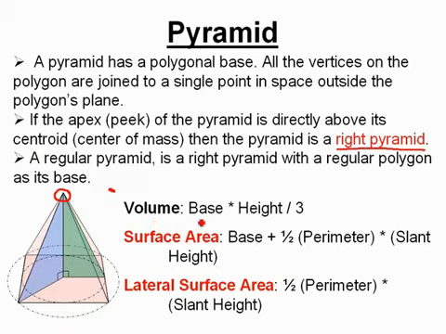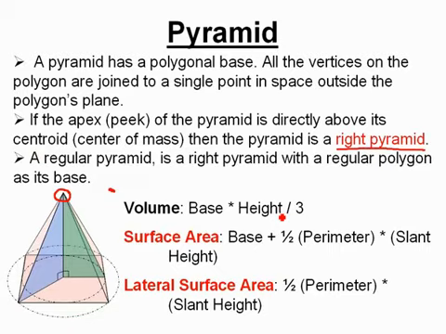A volume is simply the area of the base times the height divided by 3. Or you could say 1/3 of the base times the height. Meanwhile, when talking about right pyramids, the surface area is equal to the base plus a half of the perimeter times the slant height. Well, what does that mean?